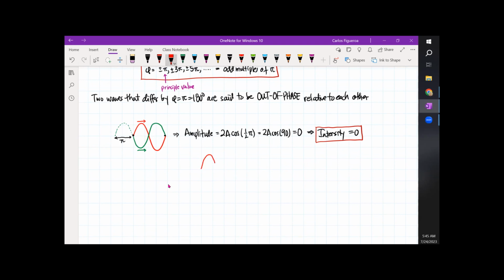Because if I have a wave going up and down like this, and then I have my other wave going up and down like this, we can see here that a portion, the green wave, when it's down or up, the red wave is doing just the opposite. In other words, it's exactly out of phase. And as a consequence, this tells me here that I'm now going to have a 0 amplitude.